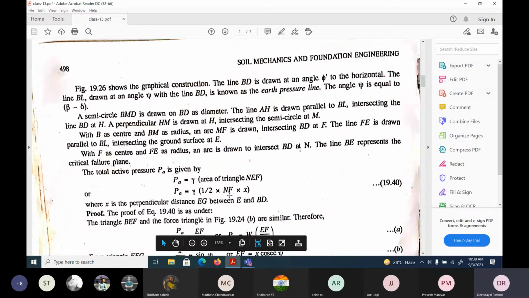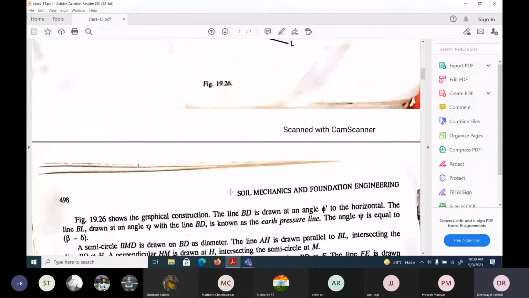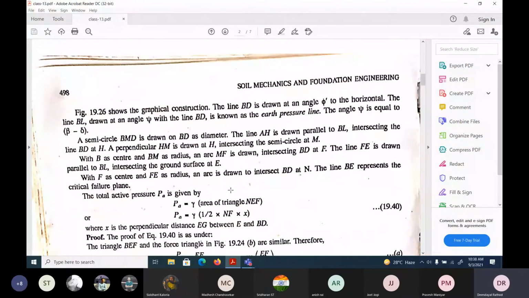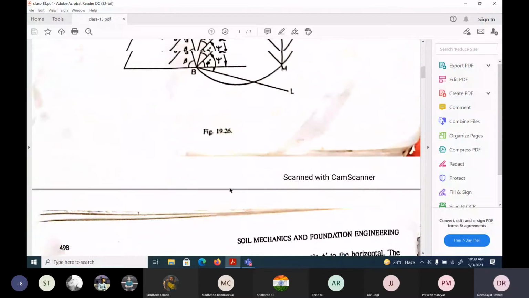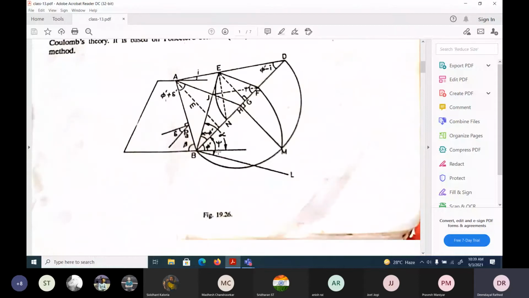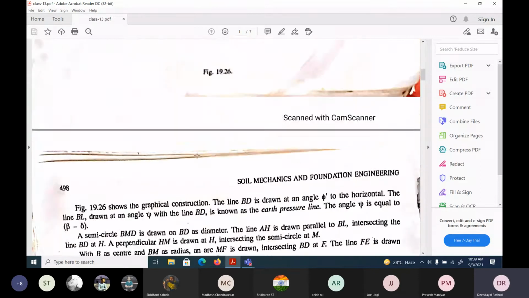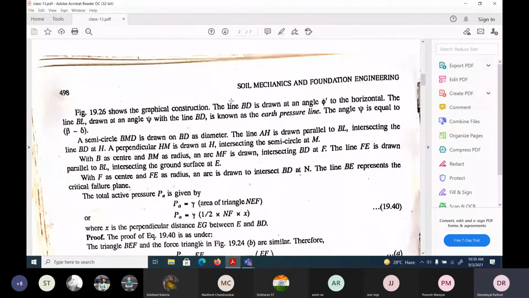This particular line is known as the earth pressure line. Then psi is equal to beta minus delta. This psi, how much you have to draw, is nothing but beta minus delta. That much psi you have to take and draw this BL. So this BD is just an imaginary line drawn with the angle of phi.